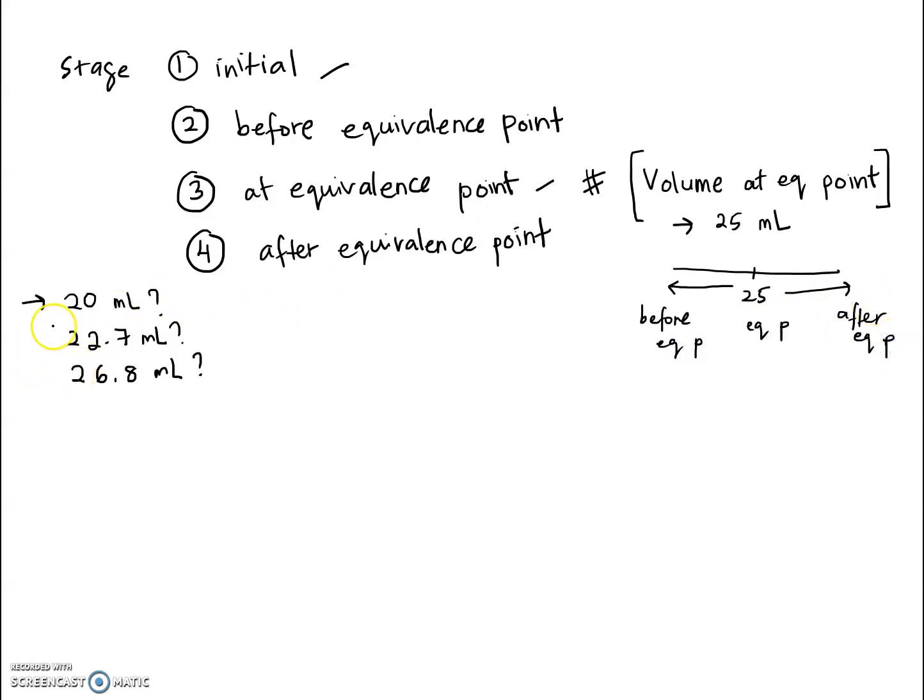Okay, so if 20 ml, is the stage before or after? Berada pada 20, so before equivalence point. If 22.7, still the stage before equivalence point. If 26.8, here 26.8 is after equivalence point. So if 30 ml is added, what is the pH of the solution? 30, 40, 45, 60, these volumes are after 25, after the volume at equivalence point. So the stage is after equivalence point.